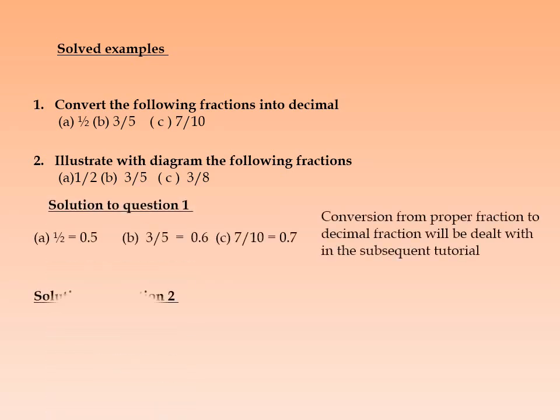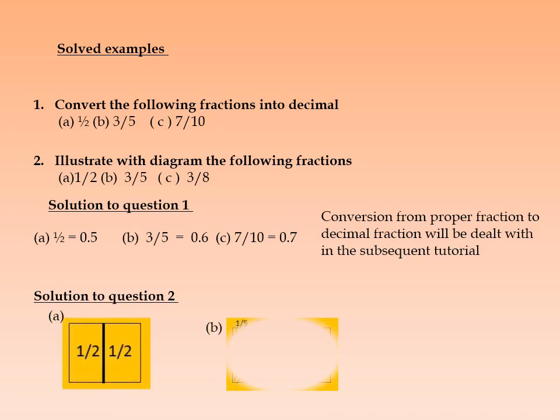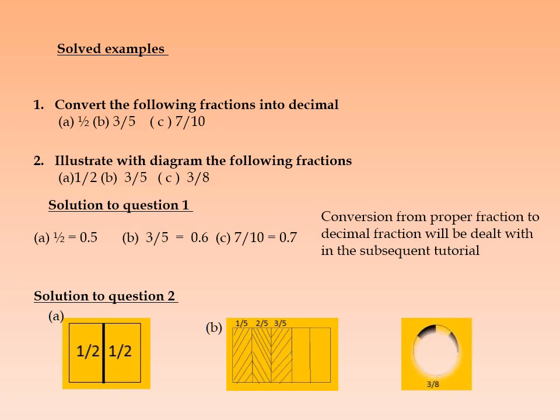So for the first one, this is question 1a. Then you have 1a, which equals 0.5. And 1b, you have 3/5, which equals 0.6. And 1c, which is 7/10, you have 0.7. As we said earlier, the conversion from proper fraction to decimal fraction will be dealt with in the subsequent tutorial. So if you don't understand how that is being converted, just hold on to the next tutorial.